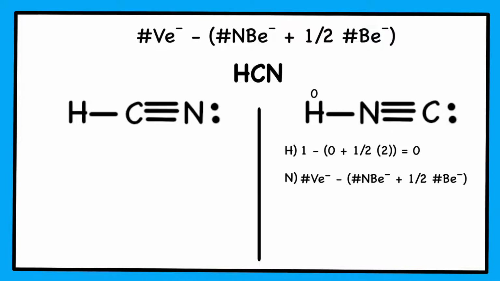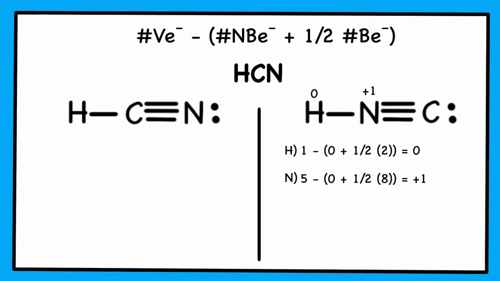Now let's move to our nitrogen atom. Nitrogen has 5 valence electrons. All 5 valence electrons are involved in bonding, so it has 0 non-bonding electrons. If we take all the electrons involved in each bond of the nitrogen, it has 8 electrons involved in bonding, 2 for each bond. So the formal charge is 5 minus, in parentheses, 0 plus 1/2 times 8. This gives us positive 1.